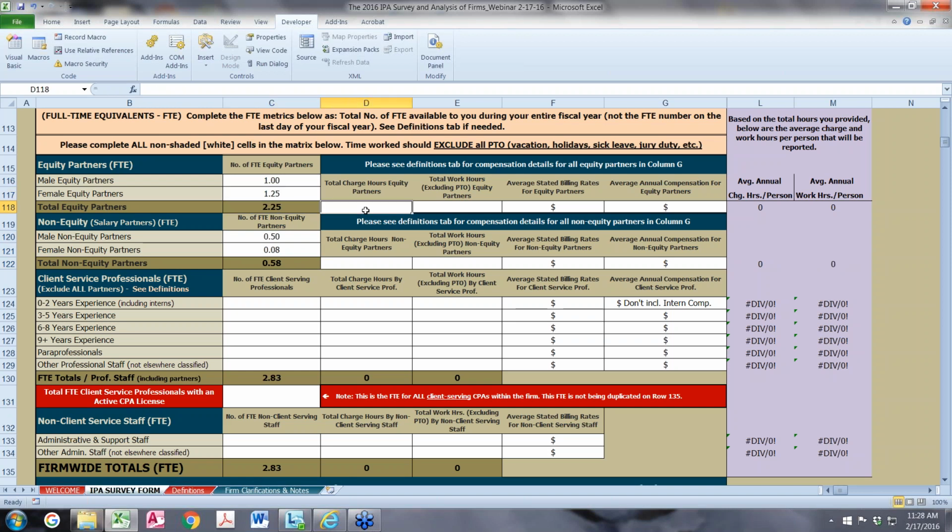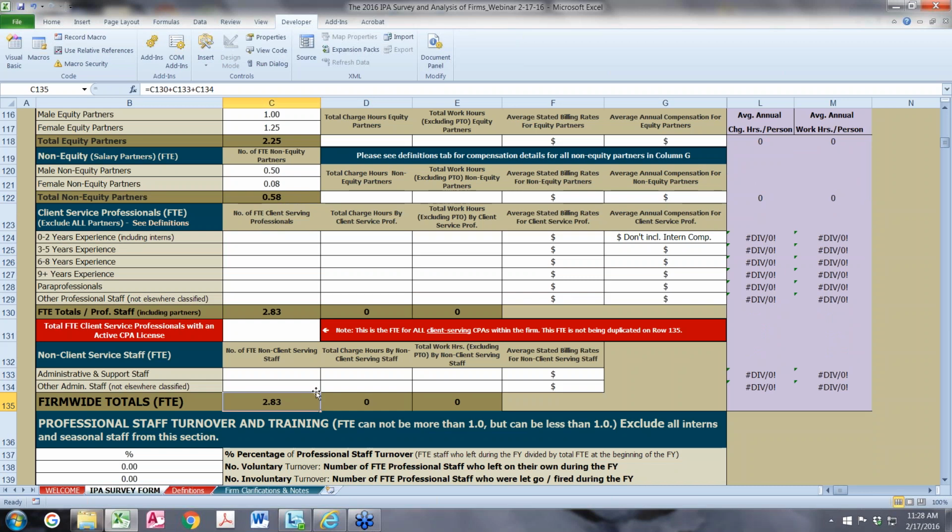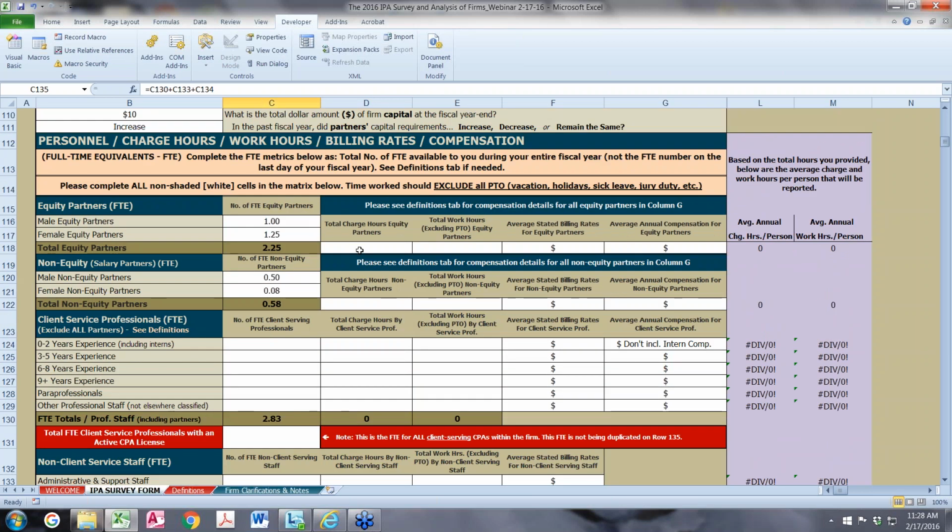So you'll see with the numbers that are put into column C, those will be totaling in those shaded areas for total equity partners, total non-equity partners, all the way down through to the firm-wide totals in row 135. Looking at column D, please indicate the total charge hours for each staff grouping in this column.